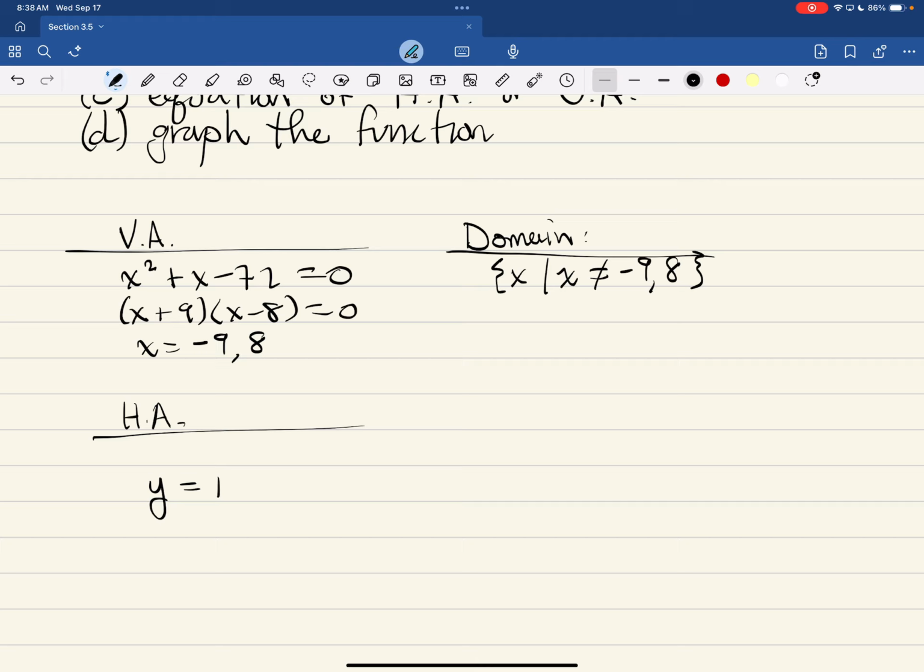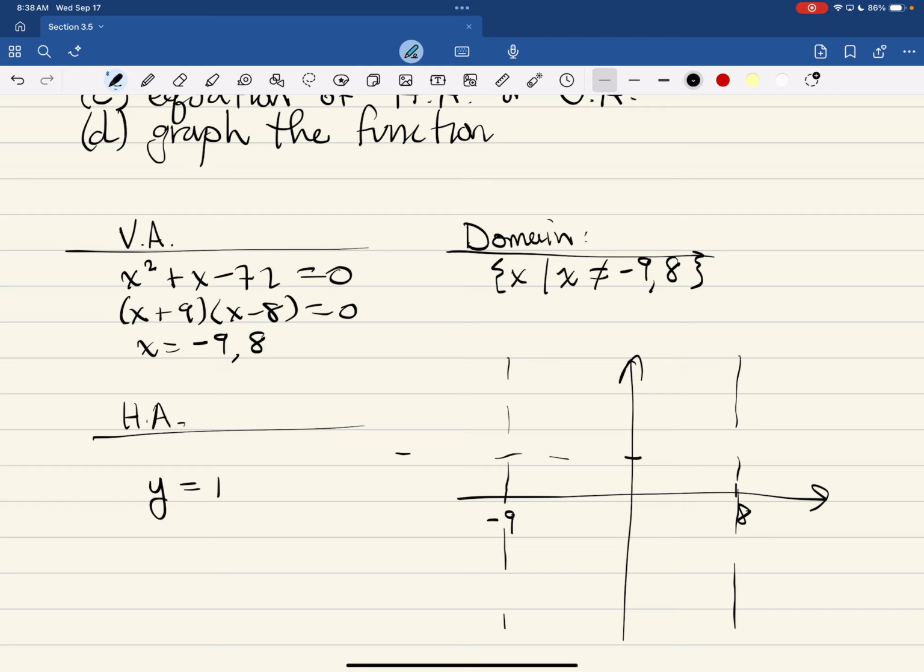We can draw kind of the template for our graph here. So here at -9, we're going to have a vertical one. At x equals 8, we'll have another vertical one. And then horizontal at the height of 1. And then we have to walk through carefully, more careful than I did on that last one, to make sure that we recognize which direction it's going along the asymptotes.